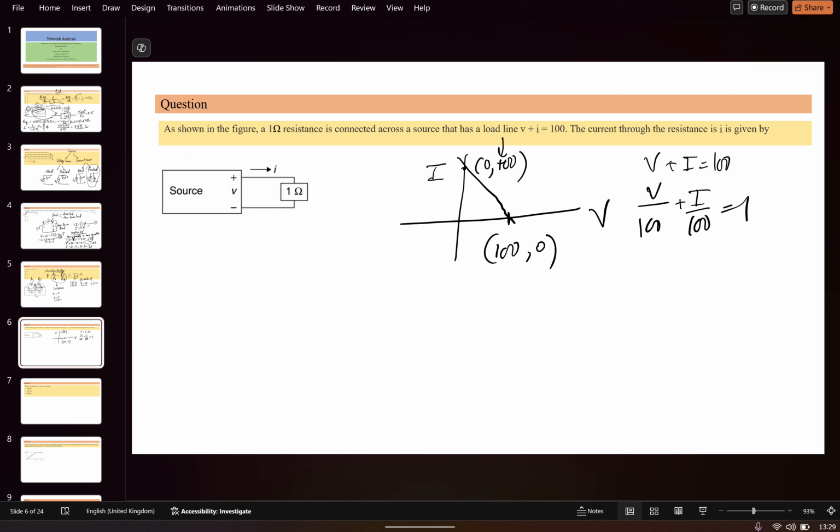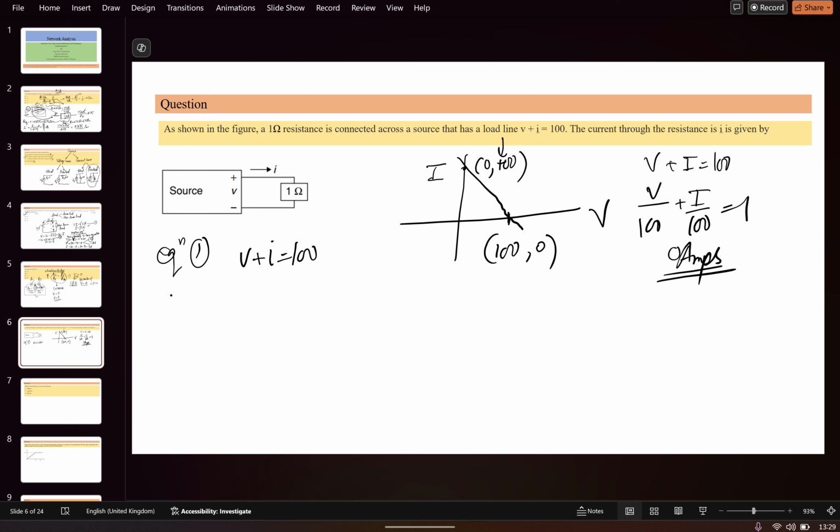This is important for electronic circuits when you study op amps and all, where load lines come in as important features. Okay. So this is the IV characteristic of this load which is connected. So one equation is given. Equation one we already have: V plus I is equal to 100.